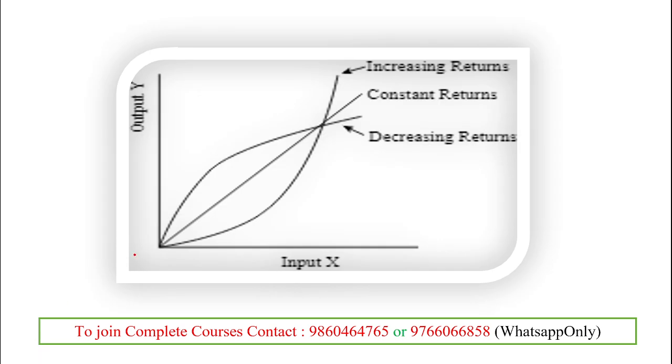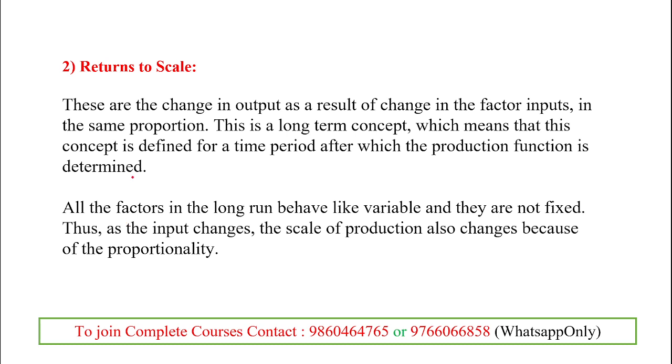And then the increasing, constant and decreasing returns are shown by a graph. The increasing curve starts from the origin and later moves upward, and also there are decreasing returns and constant returns. This is where returns to scale comes in. It's the second application of the Cobb-Douglas production function.